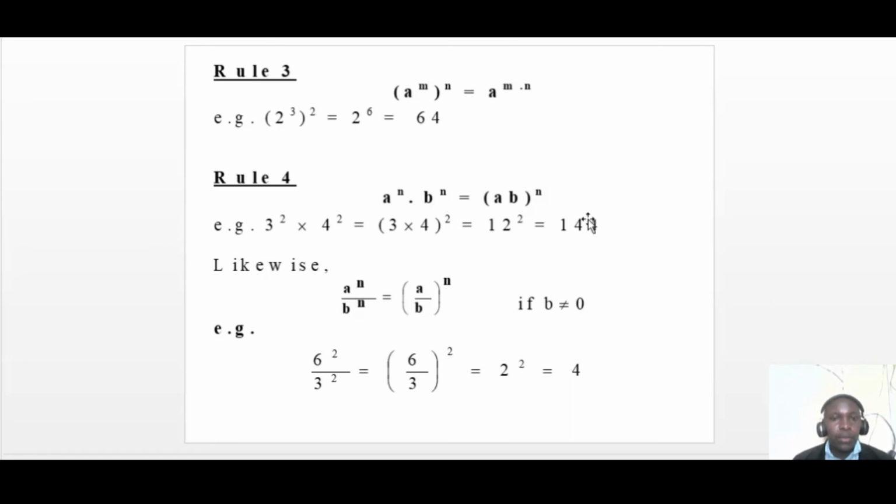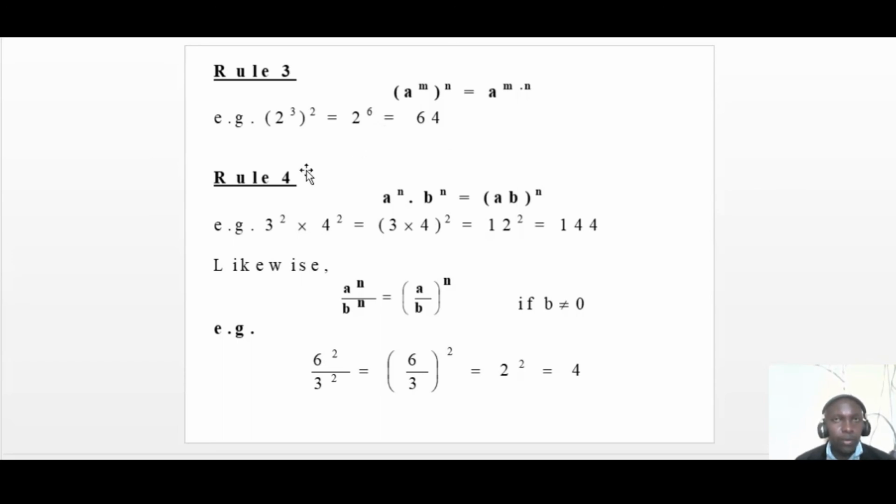Now, the other rule, law number 3, states that if you have a raised to power m, in brackets, raised to power n, is equal to, you just open this bracket, so you have a raised to power m times n. An example to illustrate this: if you have a number like 2 cubed in brackets raised to power 2, it will be 2 raised to power 3 times 2, you get 2 raised to power 6, which will give us 64.